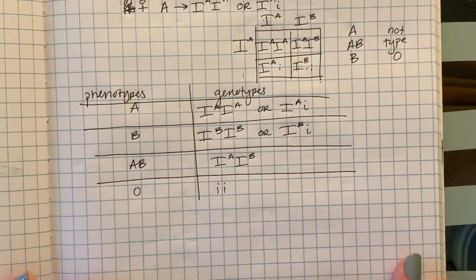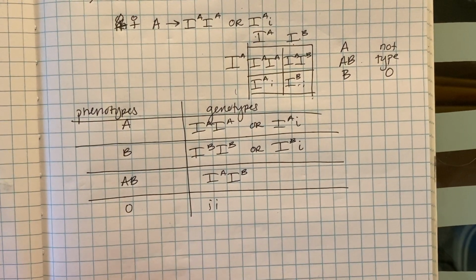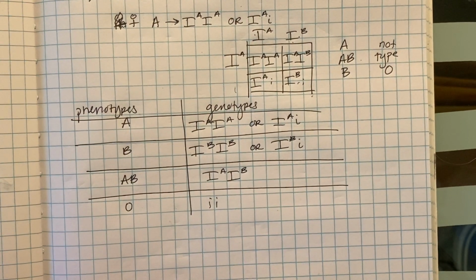So as long as you know all these possibilities, you can pretty much solve all of the blood typing problems. Okay, so you're gonna be working on those problem sets. I'll post the keys on Saturdays.